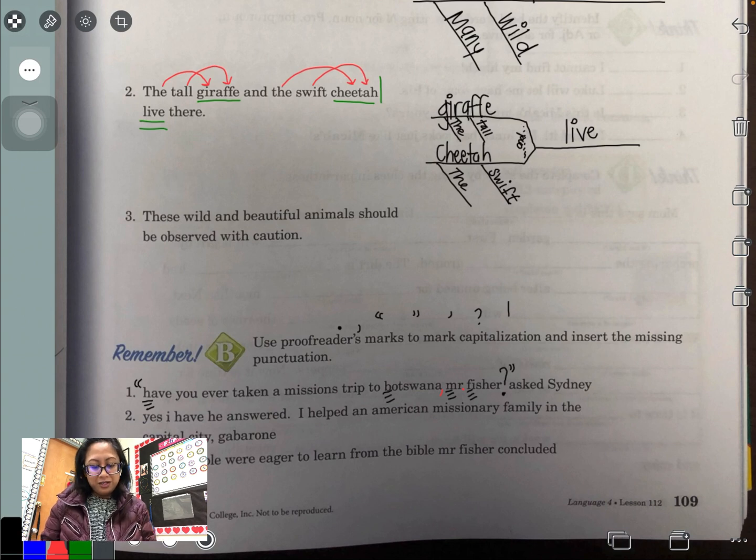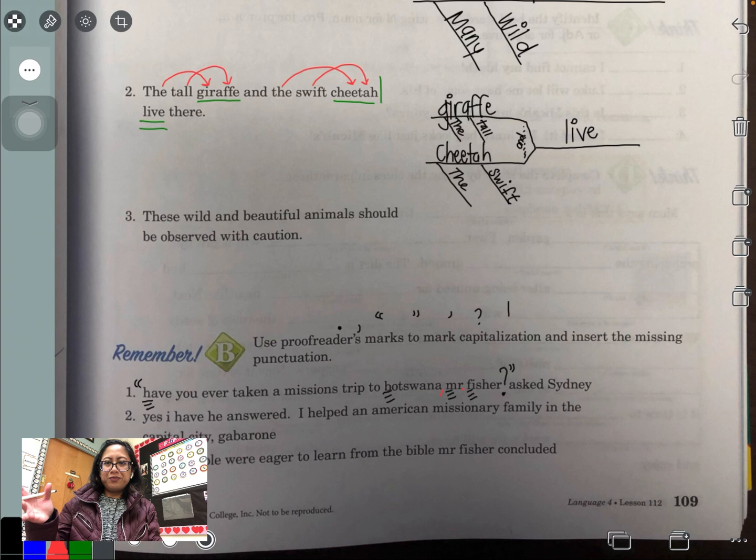Number 2. Yes, I have, he answered. I helped an American missionary family in the capital city Gaborone. Okay, I'll say that again. Yes, I have, he answered. I helped an American missionary family in the capital city Gaborone. Ooh, okay. Fancy, good for him.